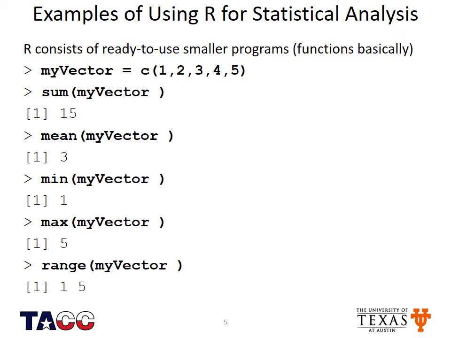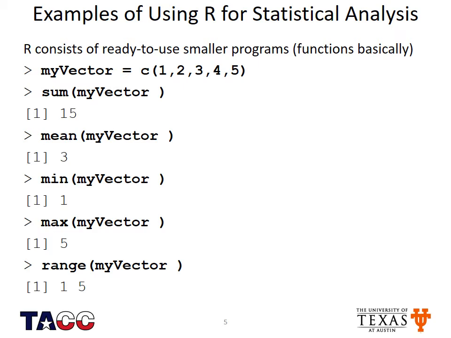For example, to set up a vector named myVector that consists of 5 numbers, namely 1, 2, 3, 4, 5, you may use the R command myVector equal to C, round brackets open, 1, 2, 3, 4, 5, and round brackets closed.